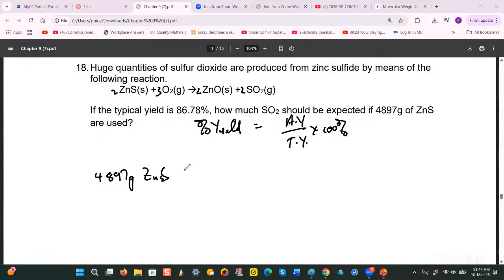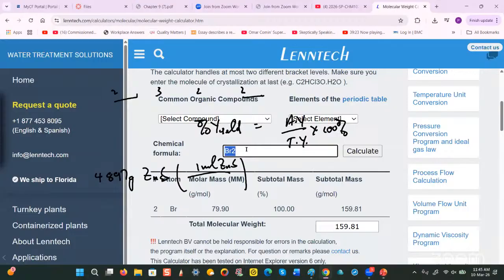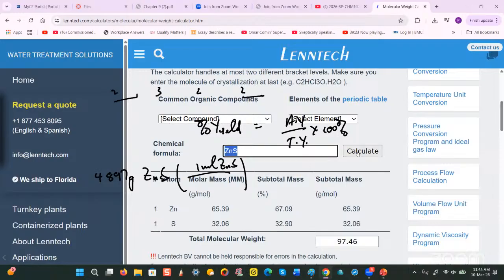So what I would do is look at the mole ratio between the zinc sulfide and the sulfur dioxide. But first, I'll convert to moles. So 1 mole of zinc sulfide would be above, and then the molar mass I need to get. So let me go to my molar mass calculator here. So zinc sulfide, ZnS, that is 97.46 grams per mole. So I'm going to put that here, 97.46 grams of zinc sulfide.